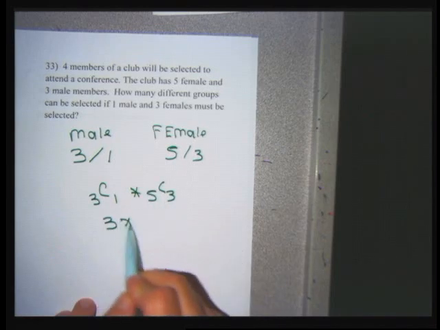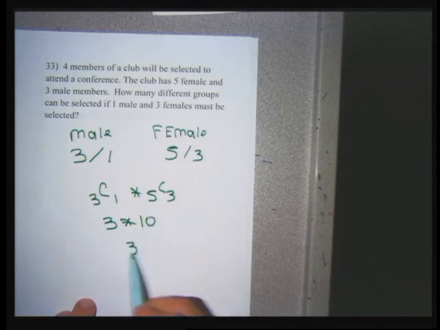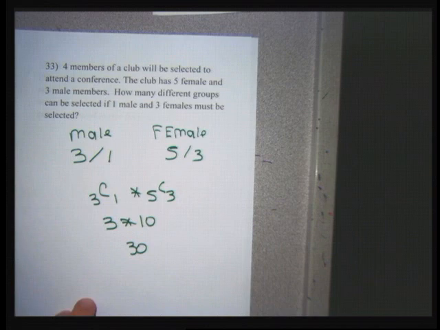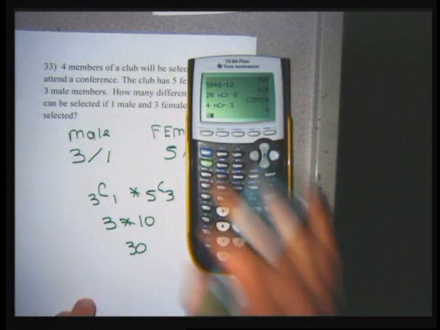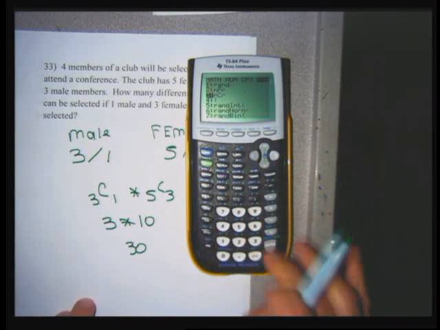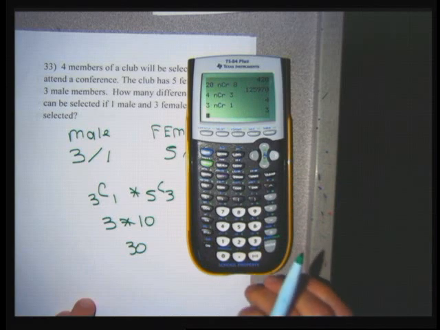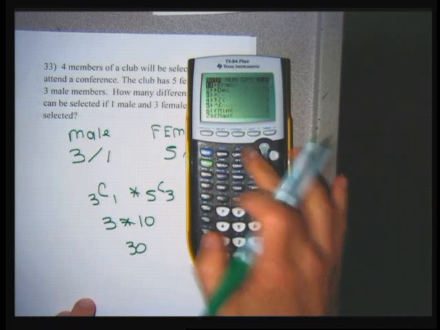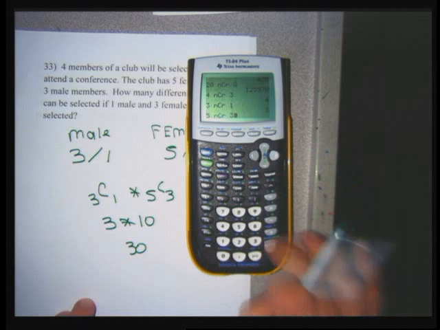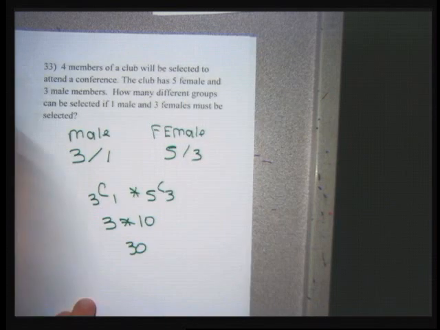I'll do that on my calculator to confirm this, but I think it's going to be 30. 3 choose 1, I believe, is 3. 5 choose 3, I believe, is 10. So this is going to be 3 math, choose 1, which is 3, and 5 math, choose 3, which is 10. So it's 3 times 10, which is 30.